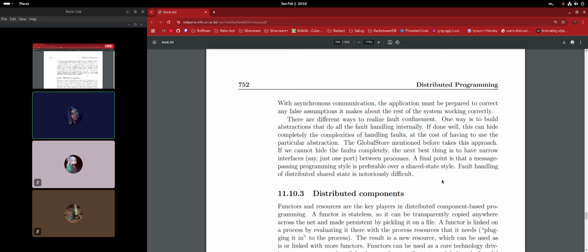Fault handling of distributed shared state is notoriously difficult. So this is essentially like, okay, maybe it's better to put a little bit of extra burden. Of course, you're going to try to make the API very neat and very tight, but you're going to have to handle it. We have to interact with something else. There is another moving part.